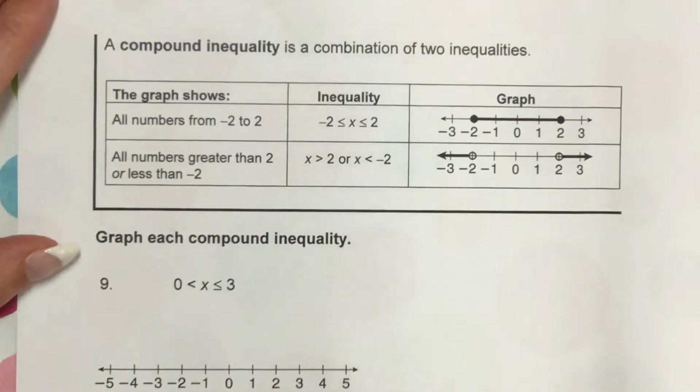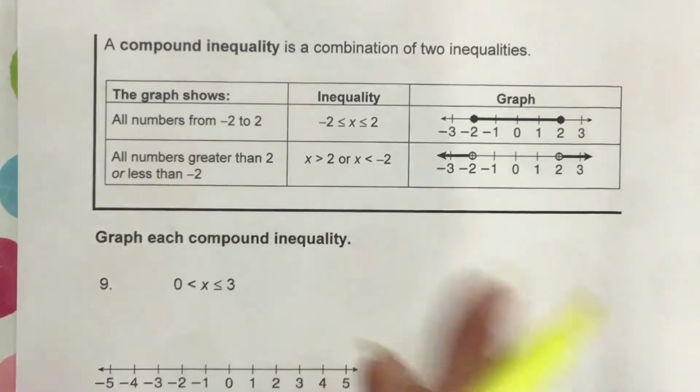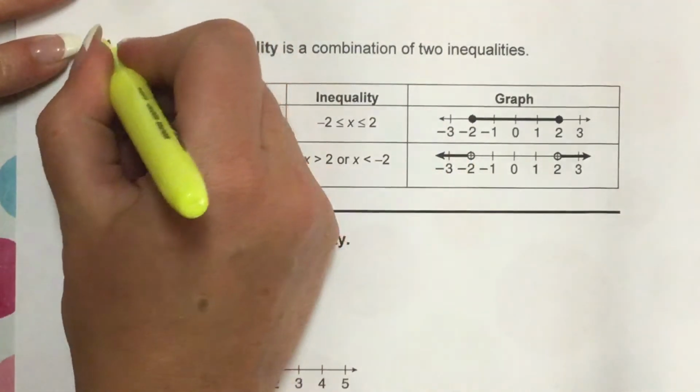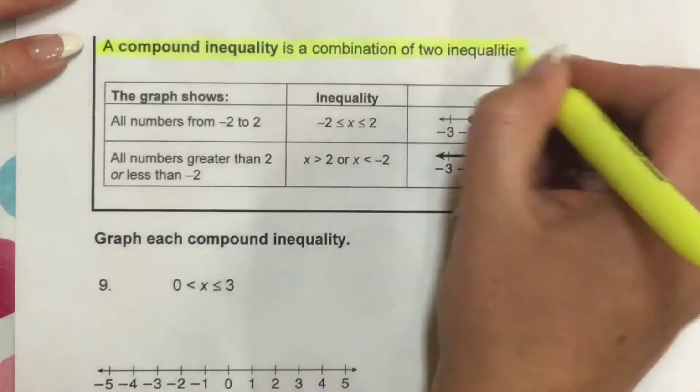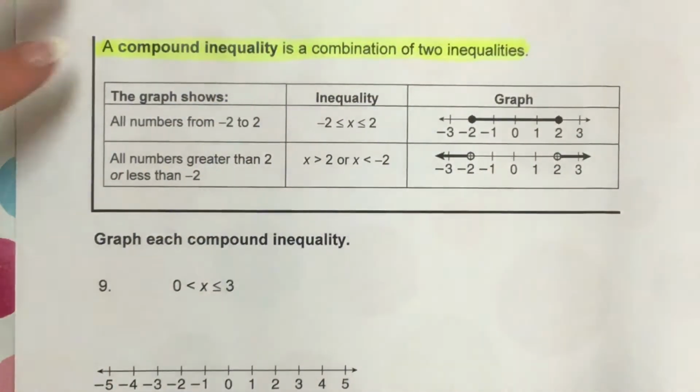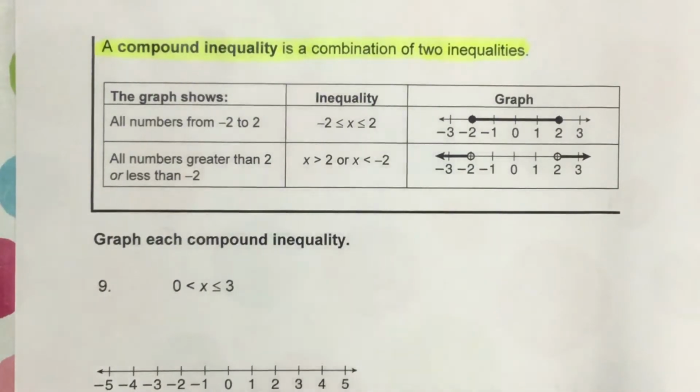Now we're going to talk about a compound inequality. A compound inequality is a combination of 2 inequalities. Okay? It's a combination of 2 inequalities. So sometimes you just have one inequality, and sometimes you have more than one. You can have 2 inequalities. So let's see how that works.